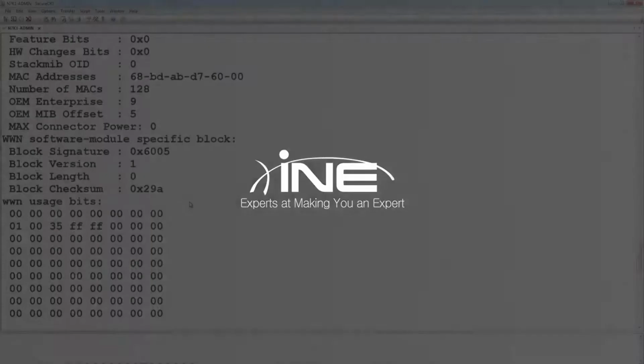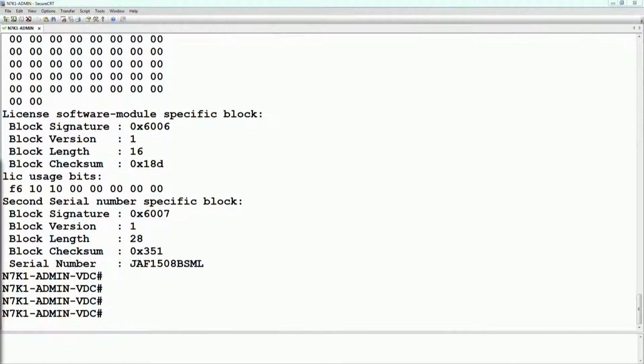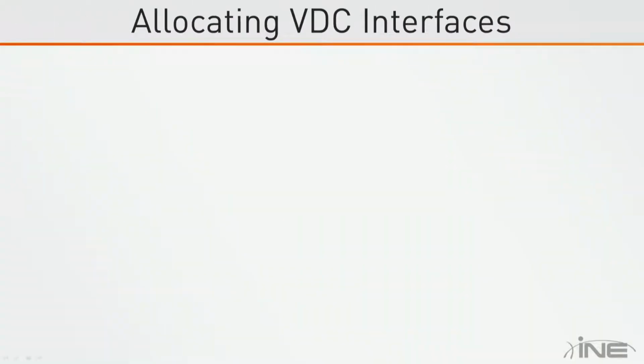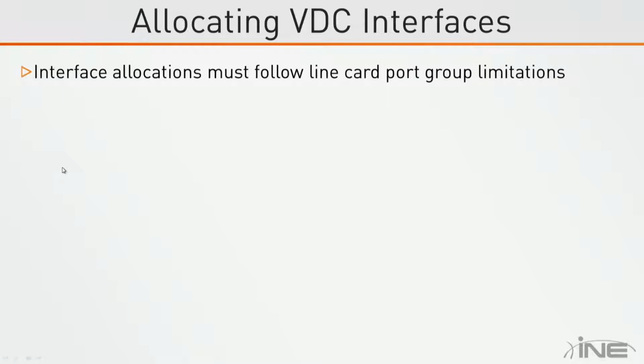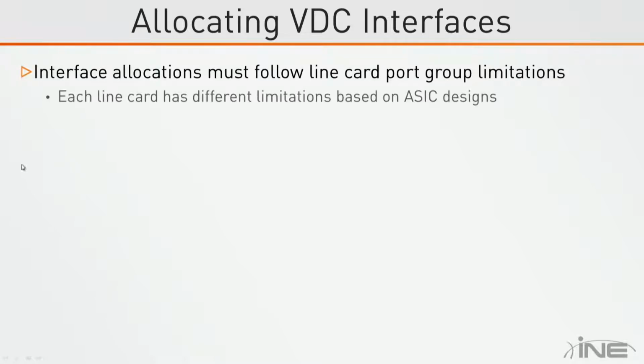Okay, so we have the context created. The next thing that we're going to do is say what ports we want to assign to it, or what we call allocating the interfaces. Under global config, we're going to go to the VDC, and then choose what particular port numbers we're going to assign.